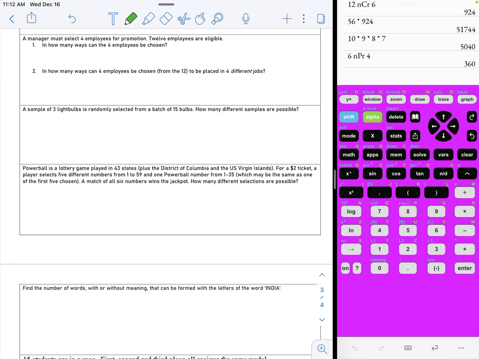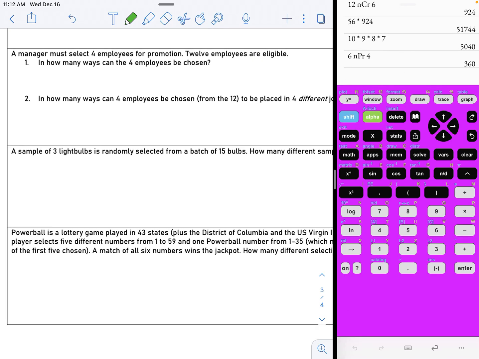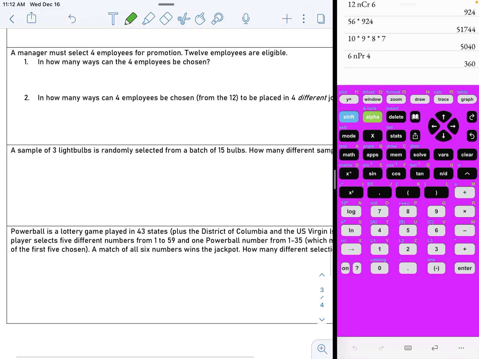Let's talk about this manager. A manager must select 4 employees for a promotion. 12 employees are eligible for this promotion. How many ways can the 4 employees be chosen? It doesn't really sound like a specific promotion. They're just talking about a promotion in general. In this part, don't read number 2 yet. If you already read number 2, you're probably going to get confused.